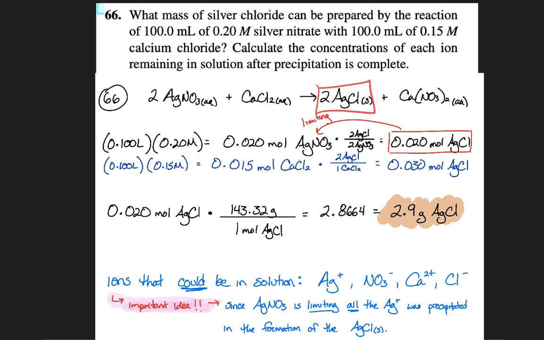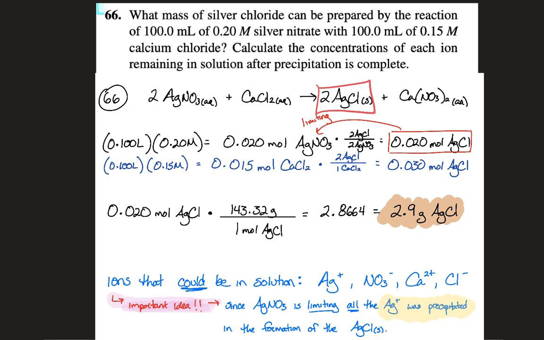But here's the important part. Up here, I identified AgNO3 as being the limiting reactant because it is the reactant that gave me the smaller amount of product. So this is limiting. That means that it was used completely. And specifically, it means that all the Ag+ was precipitated.